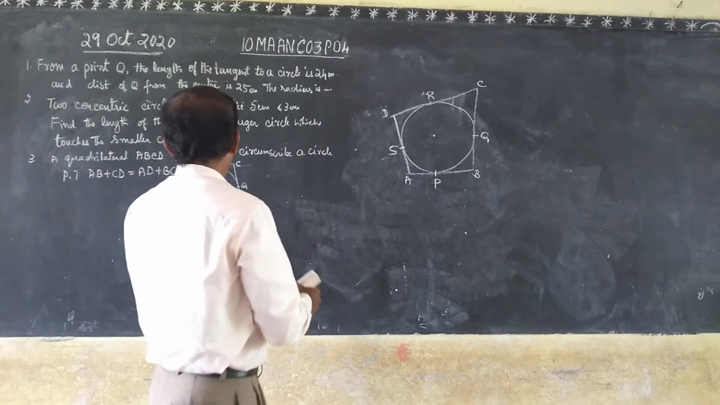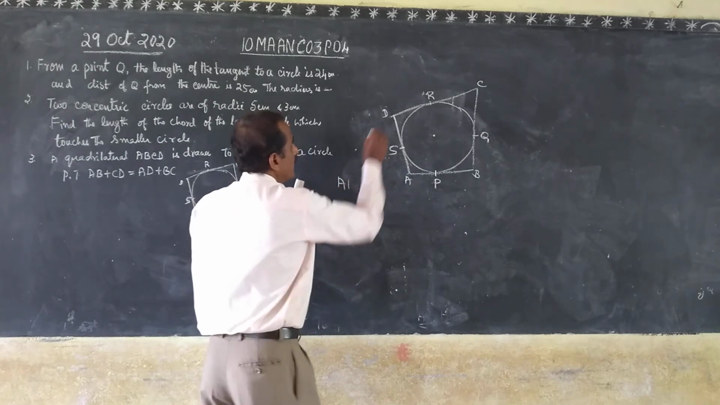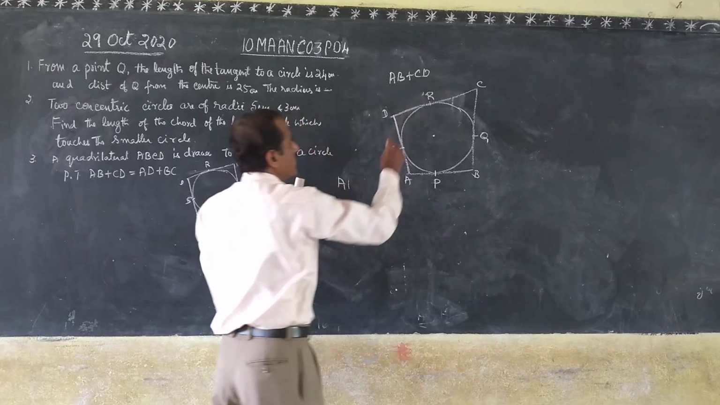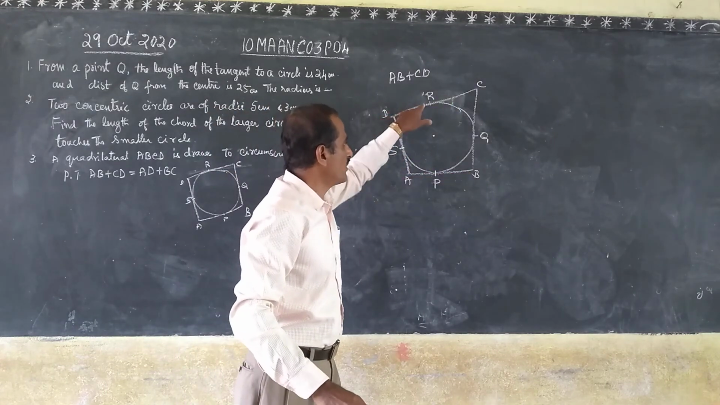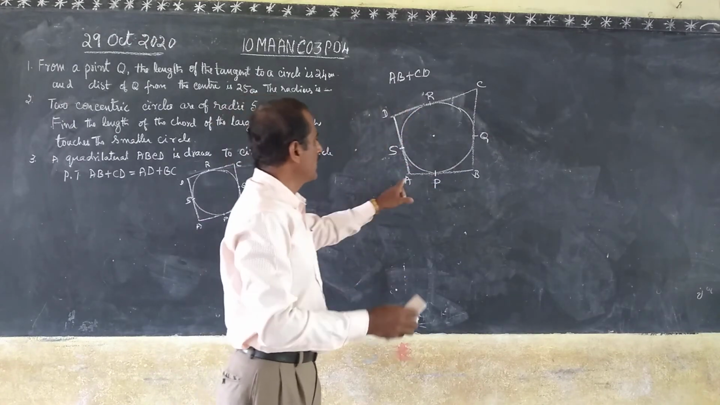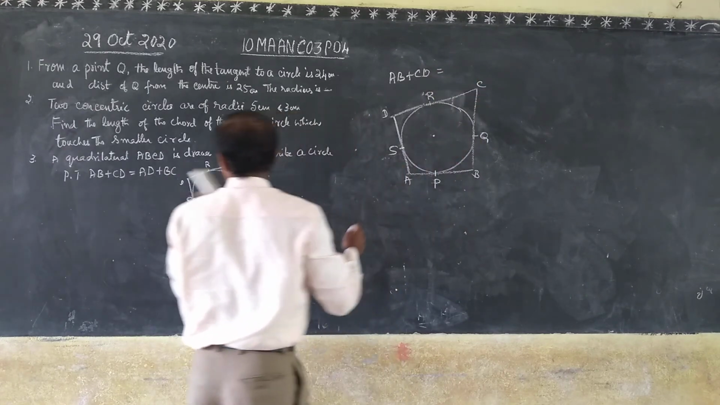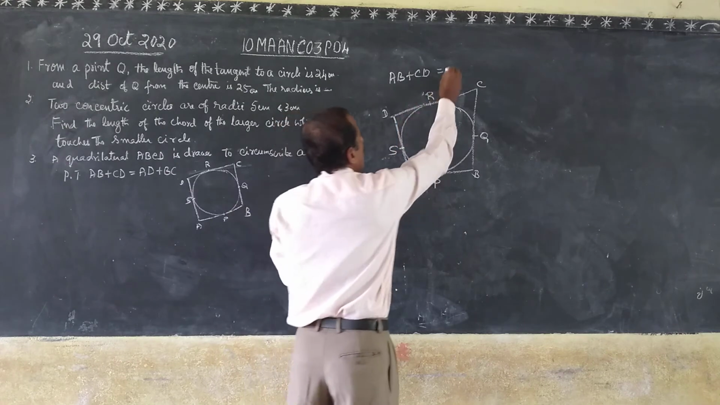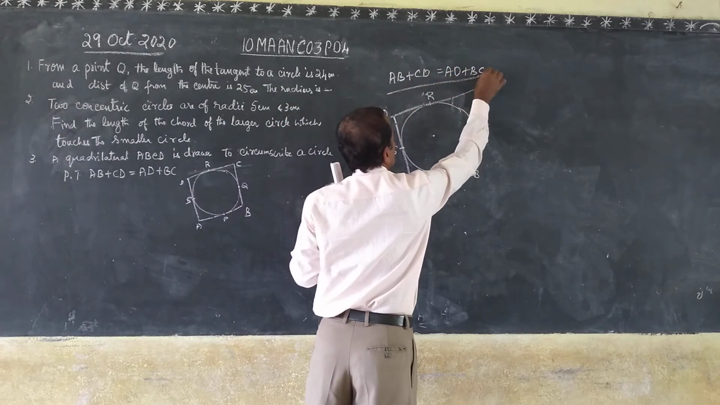Prove that, what you have to prove? AB plus CD. Look at this. AB plus CD, these are opposite sides of the quadrilateral. AB plus CD is equal to AD plus BC. See, like this you have to prove. This is to be proved.